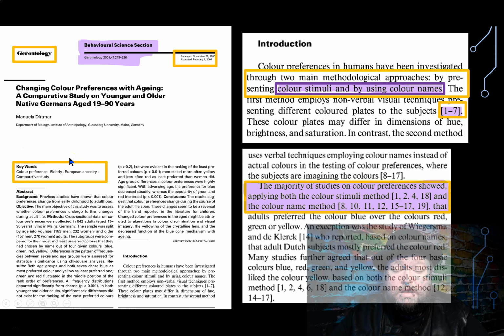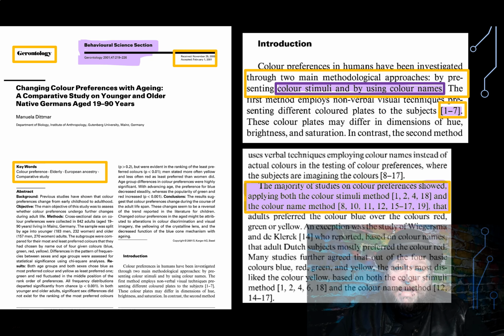They start reading through it and understand the methods, and start noticing things like, oh hey, here they say, "color preferences in humans have been investigated through two main methodological approaches." And they know that methodological means: how do they measure this, and what are the methods of gathering the actual data? They see here that they're talking about presenting color stimuli and using color names. So these are two different ways the author is saying have been used in other studies.